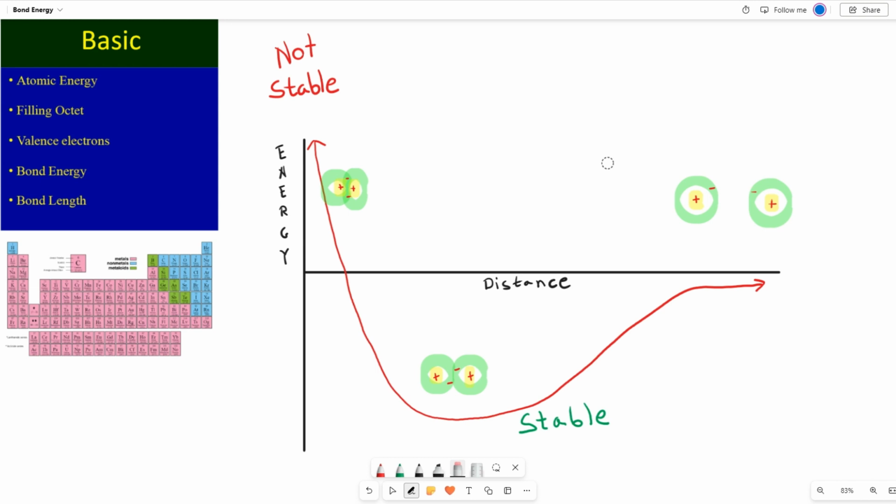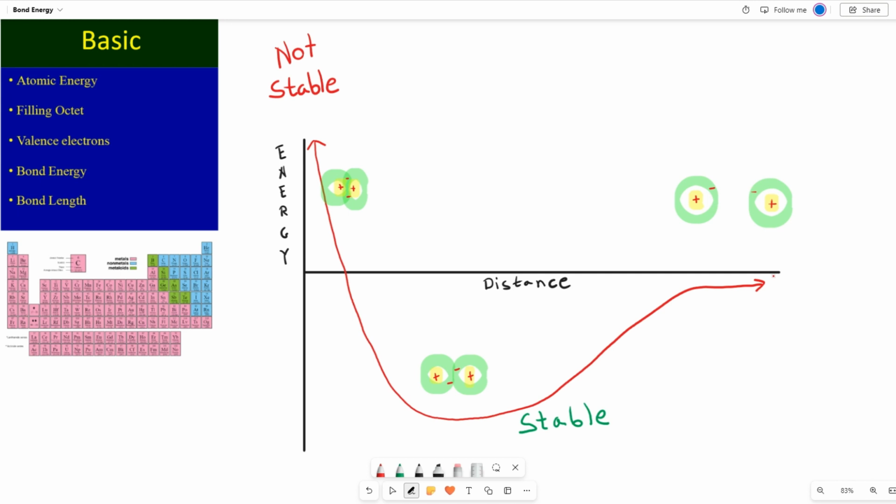So let's take a look at this diagram that I have drawn here. On the y-axis, we have energy, and on the x-axis, we have distance. If you have two hypothetical atoms, as I have drawn here, and they're relatively far apart from each other, they feel no force from each other, meaning the positively charged nucleus from this atom can't really pull the electrons from this atom closer to it, and vice versa. So they feel very little interaction with each other, and their overall energy just approaches zero because they don't affect each other at all.